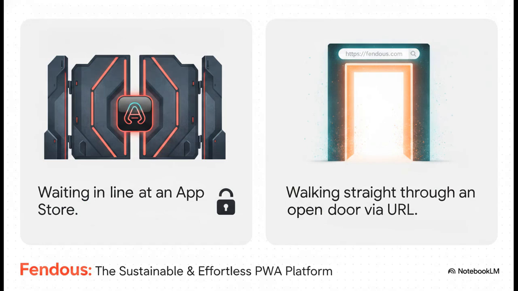I absolutely love this front door analogy. Think of a native app as waiting in a long line outside a club, with a bouncer checking IDs at the app store. It's a huge barrier to entry. On the flip side, a PWA like Fendous is like walking straight through an open front door via a simple URL link. You just click and you're in. It's an immediate try-before-you-buy experience.